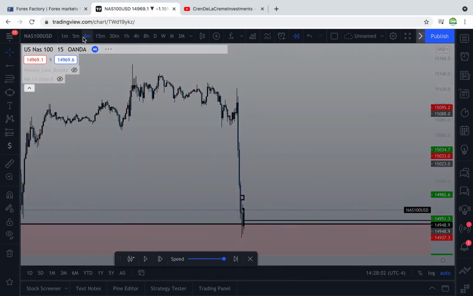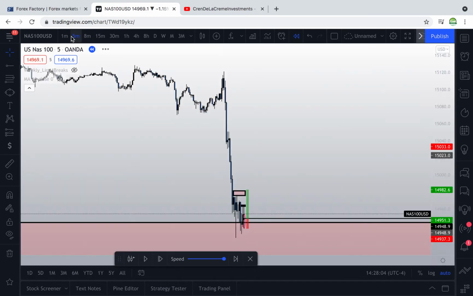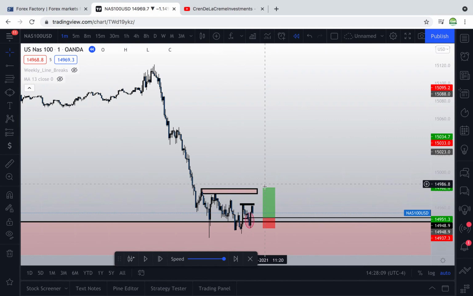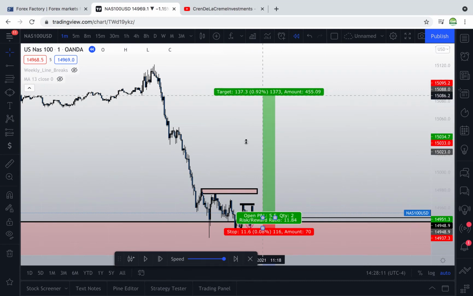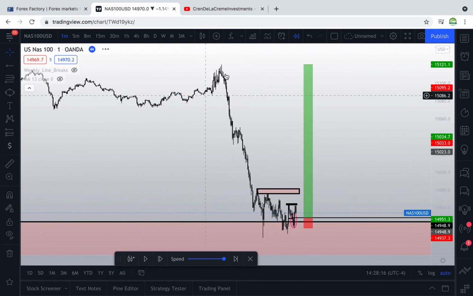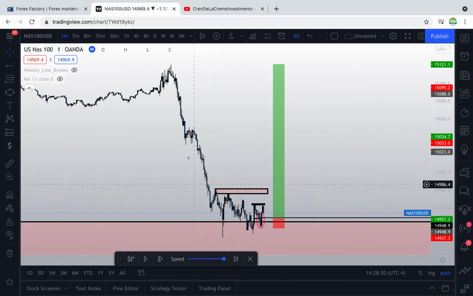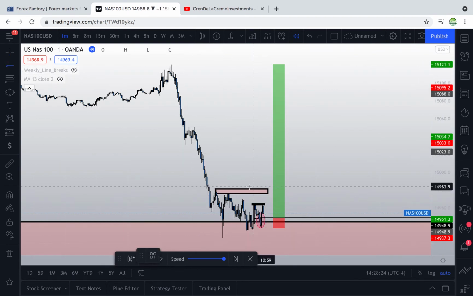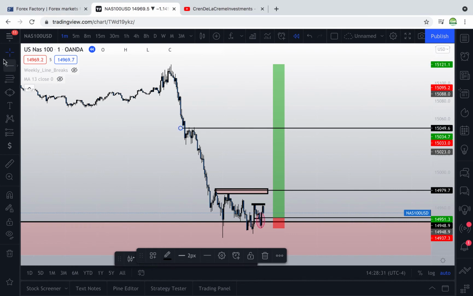Okay, because it's one of the indices. It's NAS. So as I see that, I end up stretching it all the way up here, since I'm aware of this possibly being just a bigger pullback. Okay, but it's not guaranteed to go all the way up here, so that's why we need to take partials. So we're taking partials right here, and we're also going to take partials right here, and then we're going to close out the trade right here.